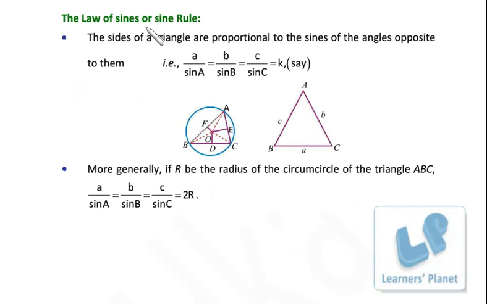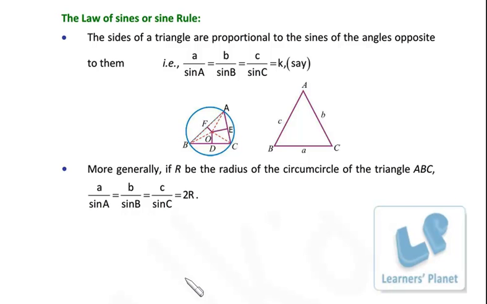This we have already discussed, the law of sine or sine rule. The sides of a triangle are proportional to the sines of the angles opposite to them. Over here we'll be taking the concepts related to circle and triangles, right? So A upon sine A is equal to B upon sine B is equal to C upon sine C is equal to K, and over here you can see a circle, that is a circumcircle precisely. The circumcircle is the circle circumscribing the triangle when all 3 vertices of the triangle are on the circumference of the circle, right?